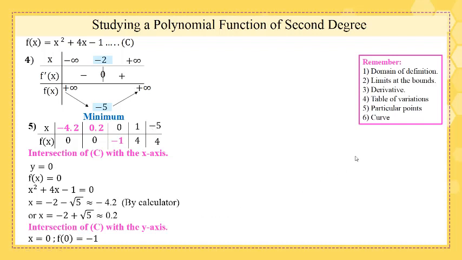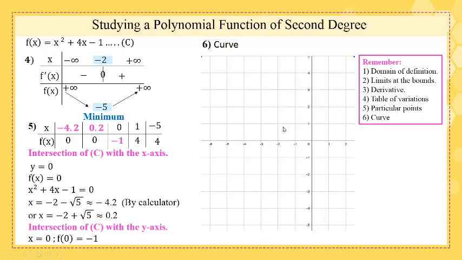The final step is to draw the curve. At the beginning of drawing any curve, you must start by locating the extremum points if they exist. Here we have a minimum point, (minus 2, minus 5). You should draw 2 arrows at any extremum point in this way. Then continue locating the other points.